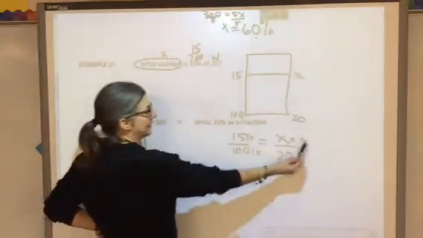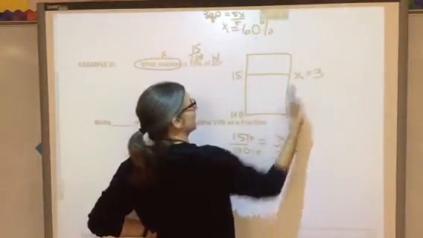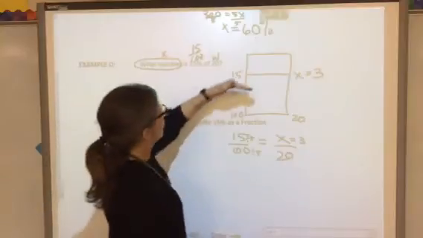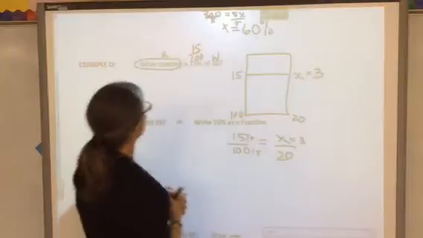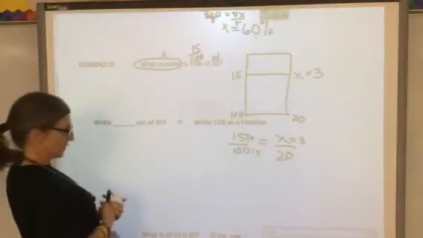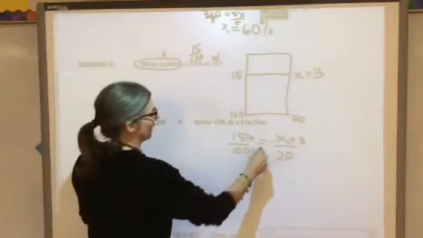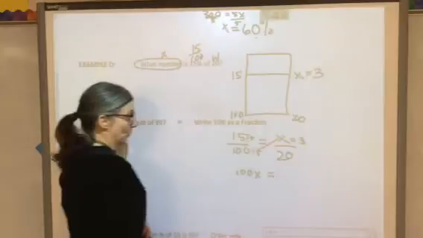So we already found out that x was 3. Okay, so x is 3. Probably should have had it moved up a little bit. Make sure I did that right. Okay, so let's cross multiply and make sure. So I'm going to go 100 times x equals 15 times 20.